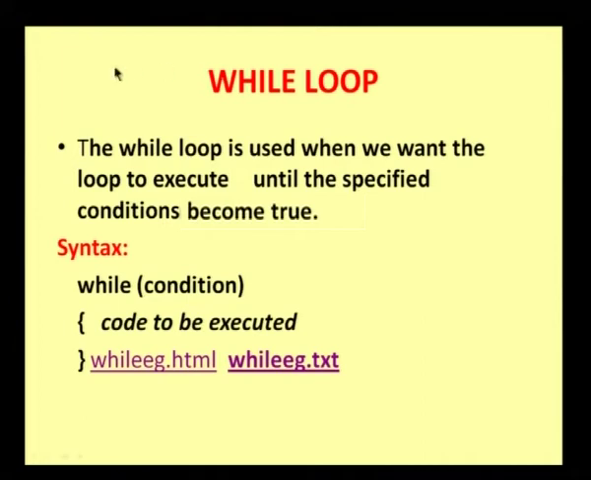This is similar to the for loop. Here also the condition will be tested and a set of code will be executed. The while loop is used when you want the loop to be executed until some specified condition becomes false. When it is false, it will come out of the loop, the same way as the for loop. So the syntax is: while the condition is true, the statement will be executed.